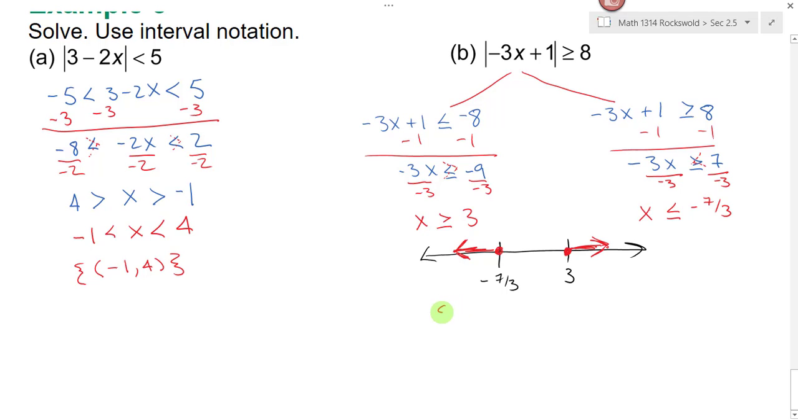Now can you write your answer in interval notation? Do I start with a parenthesis or a bracket? And then what? Negative infinity. Remember, you start with the leftmost value of that shaded region. That arrow's going off to negative infinity. Negative infinity is to the left of negative 7/3. And do I put a parenthesis or a bracket on negative 7/3? Bracket, union, bracket 3, comma, infinity, parenthesis, and we are done.